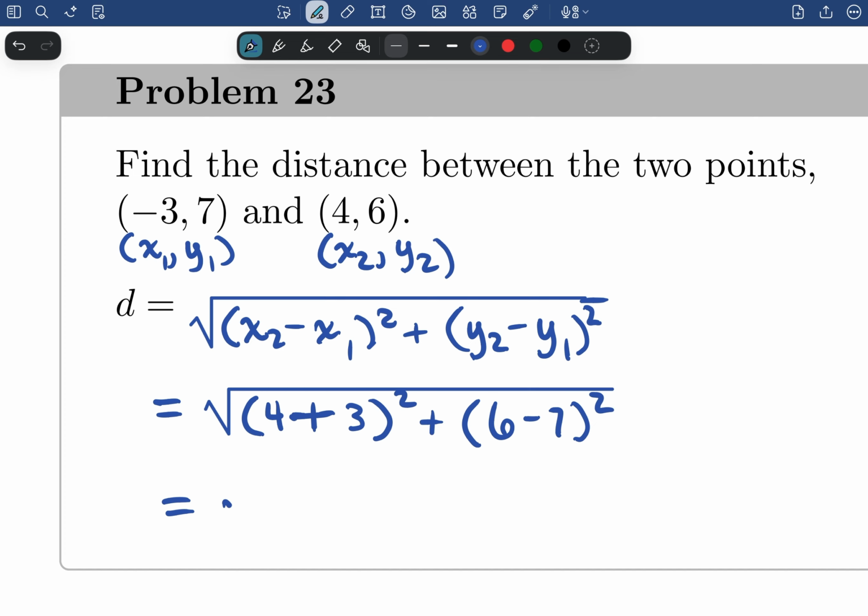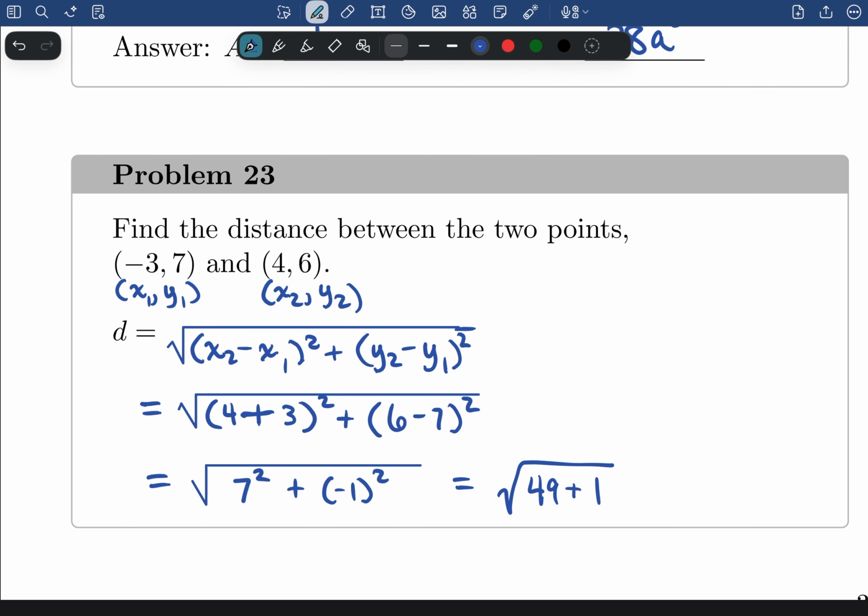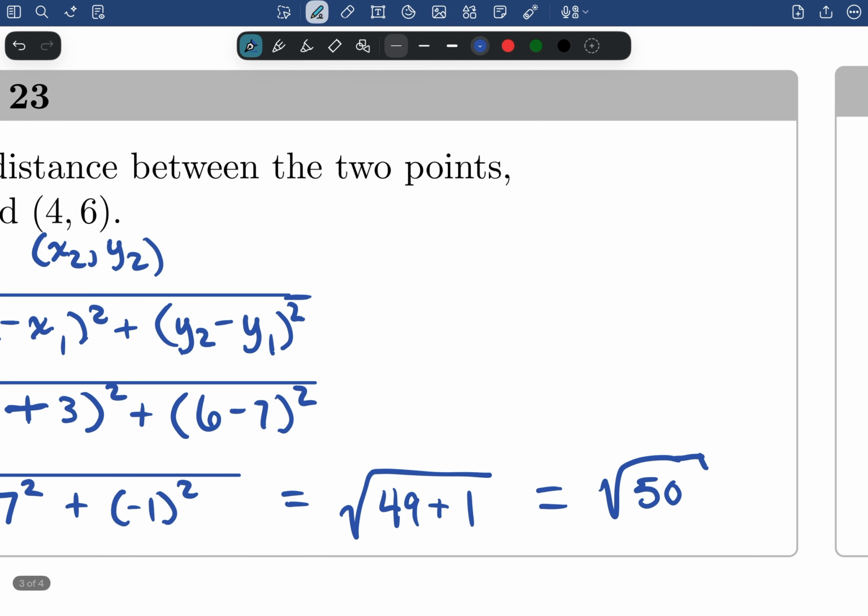So cleaning this up, I now have 4 plus 3, which is 7 squared, plus 6 minus 7, which is negative 1 squared. And 7 squared, that's 49. And I add that with negative 1 squared, which is positive 1. So my answer is the square root of 50. Now, that can be simplified. So I'm going to simplify this radical.